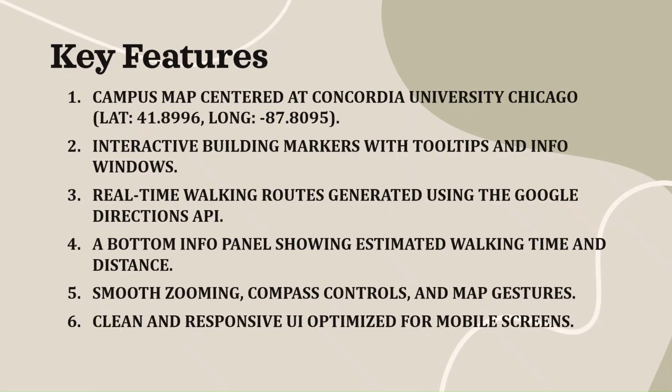Some of the key features of this app are that the map automatically centers at Concordia's coordinates. You can interact with markers that have tooltips and descriptions. It draws actual walking routes using Google's Directions API. The info box at the bottom dynamically shows walking time and distance. And lastly, the map includes smooth zooming, compass, and gesture controls. In short, it's an interactive, responsive map that makes navigating the campus super easy.